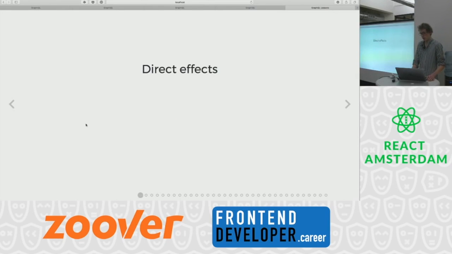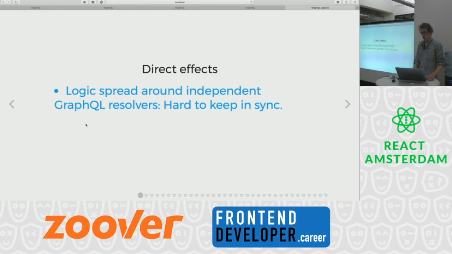Some direct effects, if this happens, is that your logic will be spread around independent GraphQL resolvers that are very hard to keep in sync. So if you change the authorization step in one resolver, you need to make sure that you also update it in the other resolvers. Otherwise, you'll start getting errors in your API.